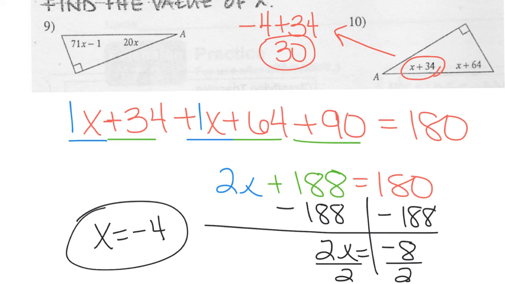And I can do the same with this other one, x plus 64, by replacing the x with negative 4 and adding 64, and find out that that angle is 60. These are things that we're going to be doing as we progress more into the geometry that we're starting to talk about.